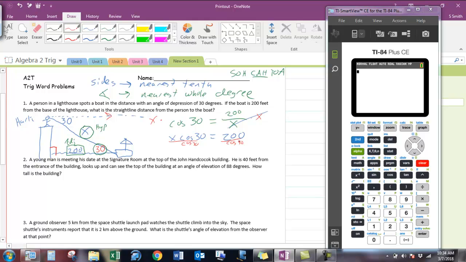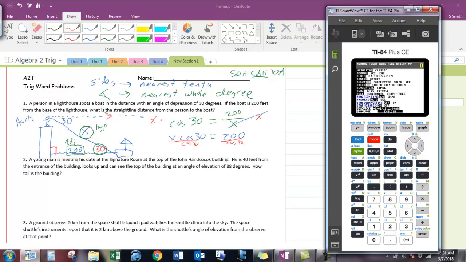Then bust out your calculator. Now, make sure you press mode, make sure that you are in degree mode. You can see that I am in radian at the moment. If you do this in radian, you're going to get the wrong answer. We'll find out more about that on Friday. But, so, what we're going to put in our calculator is 200 divided by the cosine of 30 degrees.